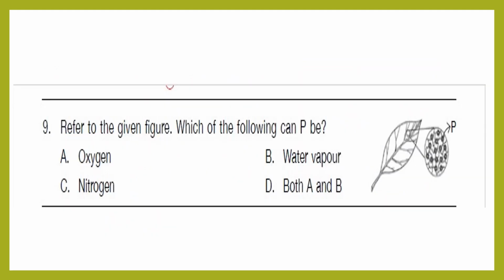Question number 9. Refer to the given figure. Which of the following can P be? Option A, oxygen. B, water vapor. Option C, nitrogen. Option D, both A and B. P can be oxygen or water vapor, both. So the answer is option D.